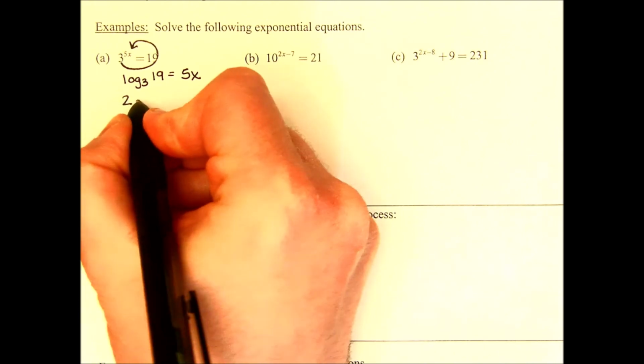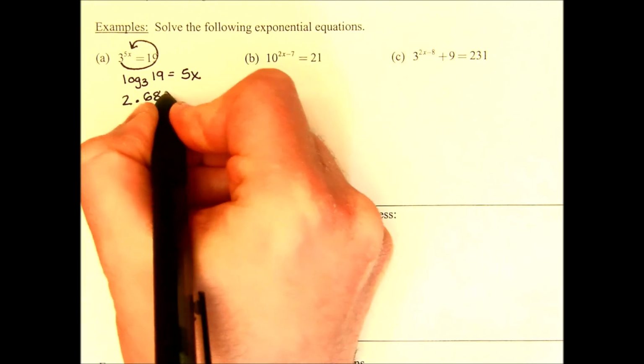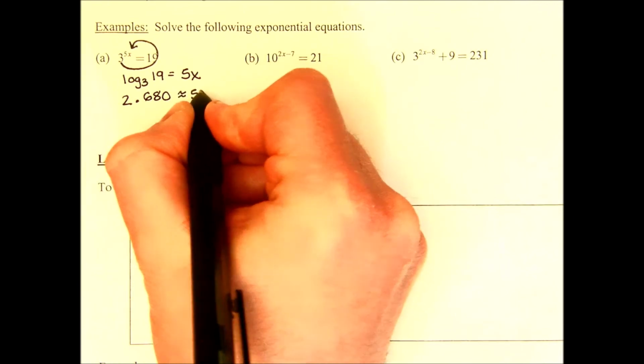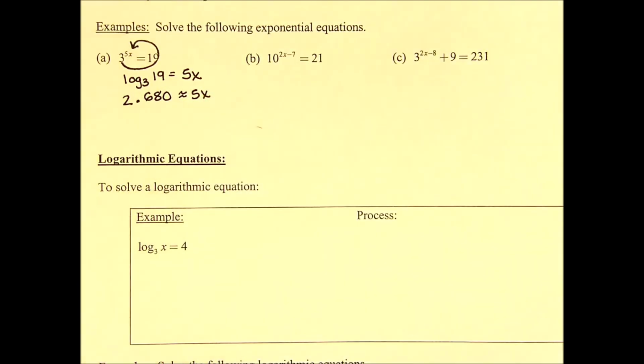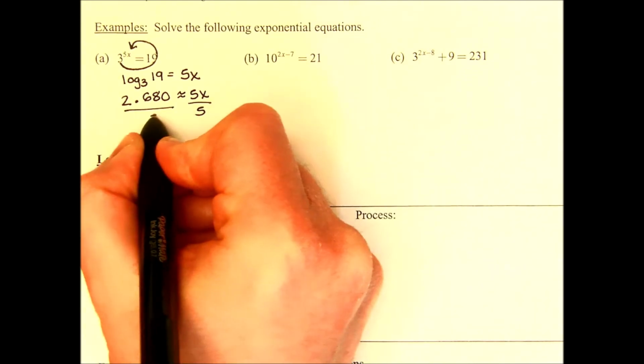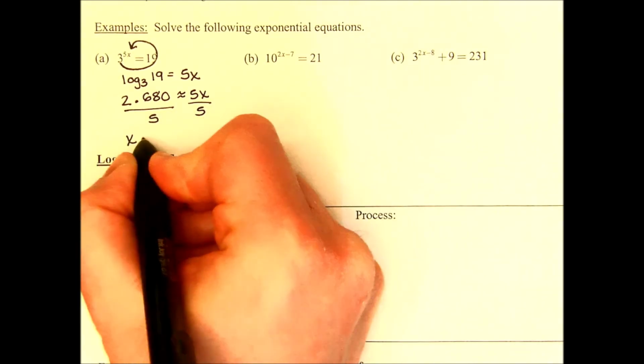Hopefully that's giving you about 2.680. By the way, I'm going to write 2.680, but I'm going to leave the much longer version still stored on my calculator to make sure I'm as accurate as possible moving forward. Well then, I'm going to divide both sides by 5. Make sure you're showing all your algebra. Show me you're dividing both sides by 5.